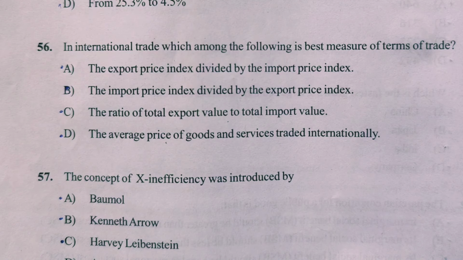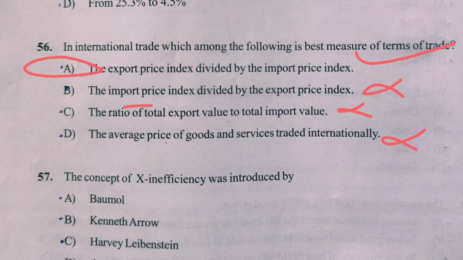In international trade, which among the following is the best measure of the terms of trade? So it is the export prices divided by the import prices. Yes, this is correct. The import prices divided by export, no. The ratio of total export value to import value, no. The average prices, no, that's not. So I guess A option should be correct here.